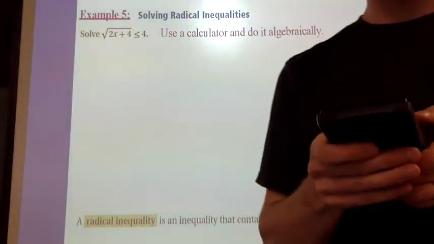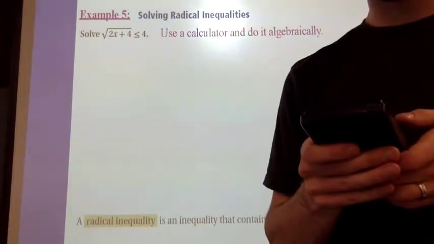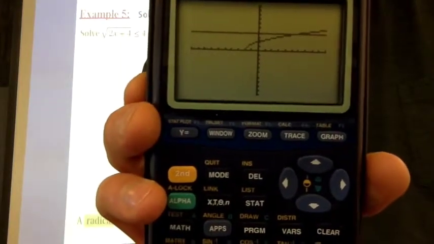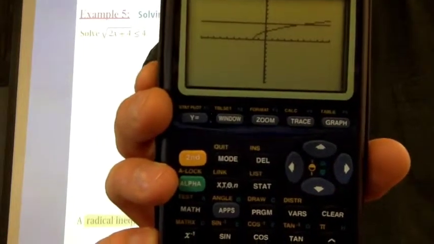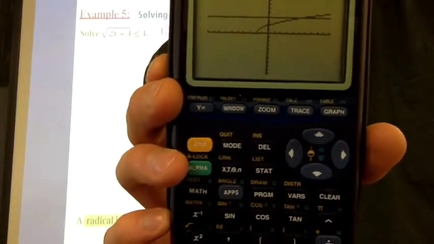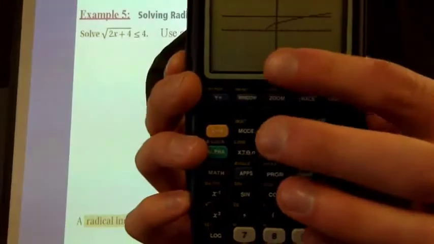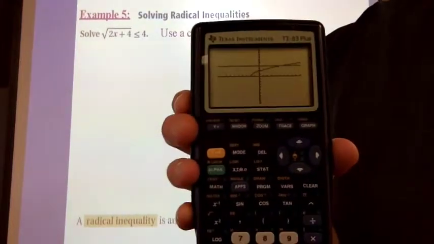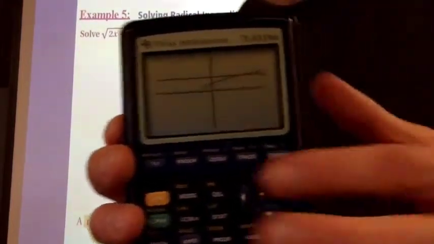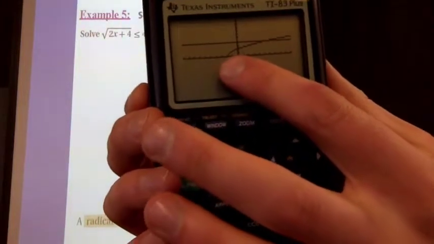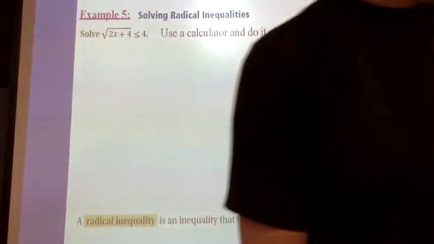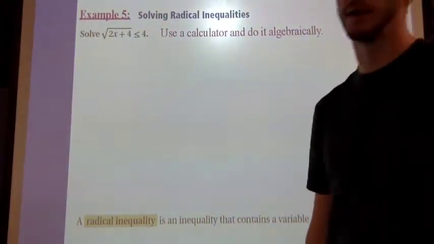So that's your square root of 2x plus 4, and that is your 4. Okay, and it wants to know where this radical function, this curvy one, is less than 4. So you know that it's going to be on this interval between here and where they intersect. Okay, so let's figure this out algebraically.